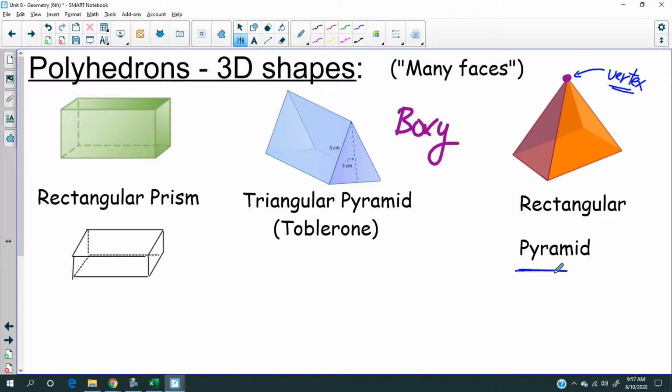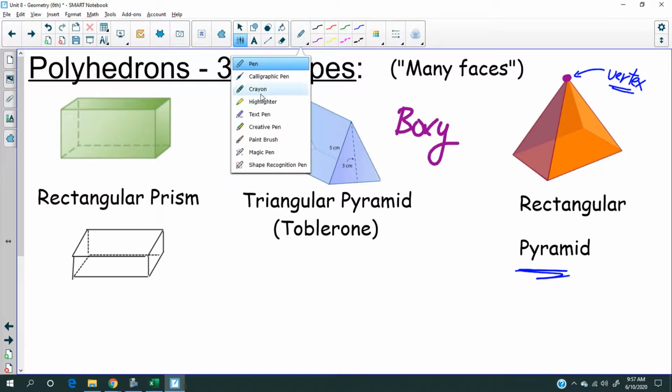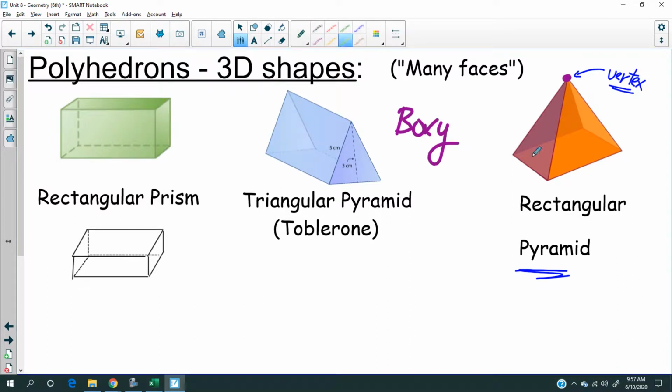Now, how do you define a pyramid? You have to look, now this time I could say the base. You have to look at the base. So you have to look here. This defines the pyramid.